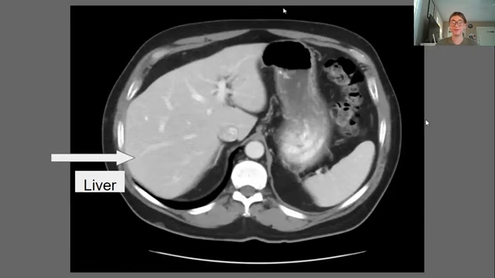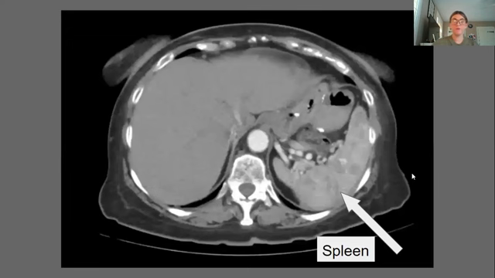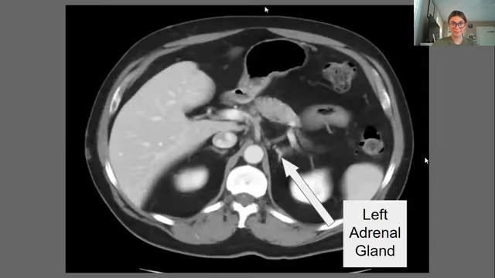And then as we work our way down to the abdomen, one of the first major organs you'll see is the liver here. And one of the other first organs you'll see is the spleen down here in the right corner. And this is the left adrenal gland. The adrenal glands lead into the kidneys. There's also a right adrenal gland, not as visible in this image, but it would be right over here in this area, and it looks very similar to the left adrenal gland.